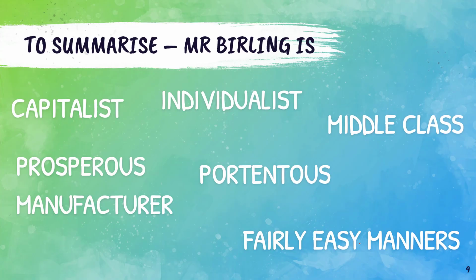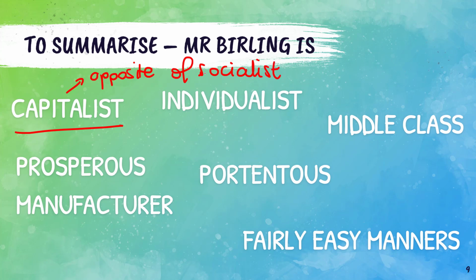So to summarise, here are some adjectives for Mr. Birling. He is a capitalist, remember? Opposite of a socialist. Priestley was a socialist. Mr. Birling is not. He's the opposite. Individualist links with this. He's all about looking after himself, focusing on his family first. And again, that can be quite commendable, but it's presented negatively by Priestley.